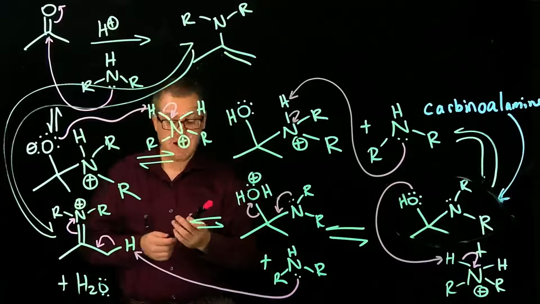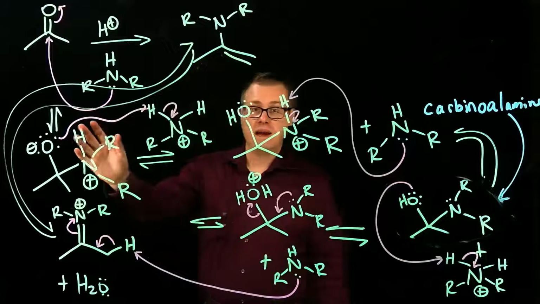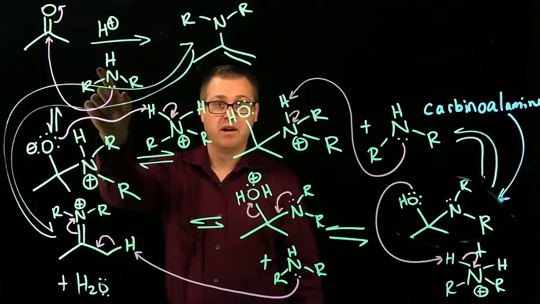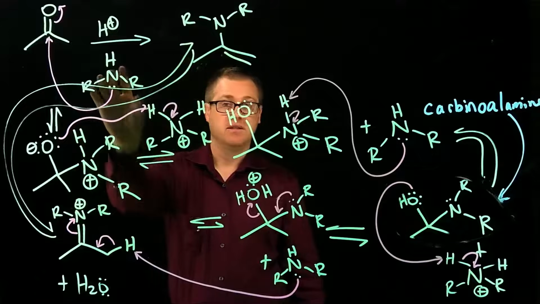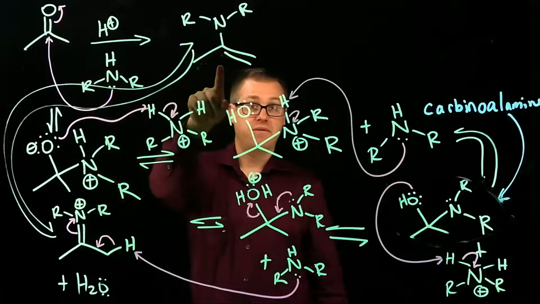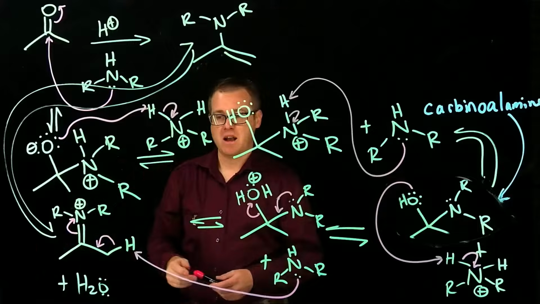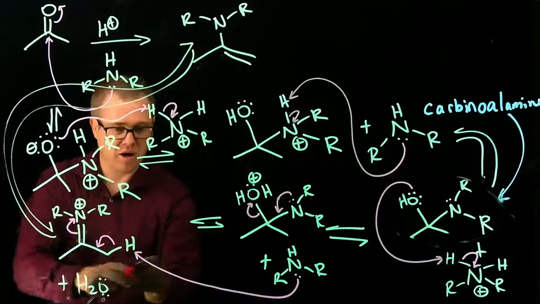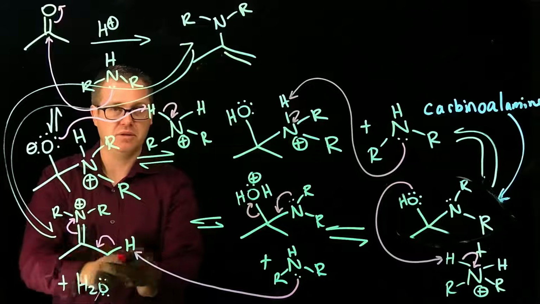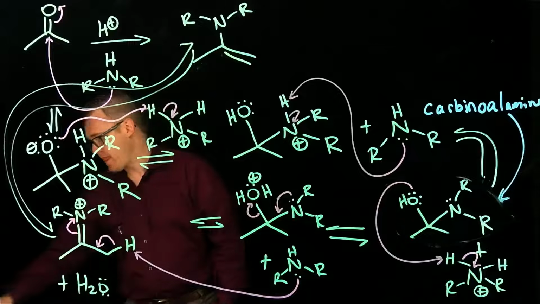So I would highly recommend that you compare and contrast the mechanism when you have a primary amine, which forms the imine, and then compare it when you have a secondary amine, which then forms the enamine. And just look at the differences, and I want you to focus in at this part of the game when you compare the two. Okay?